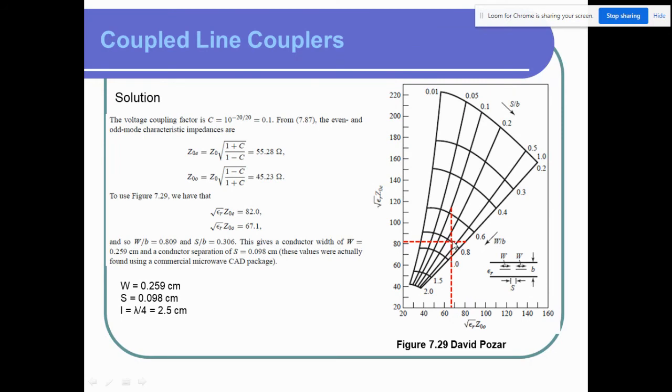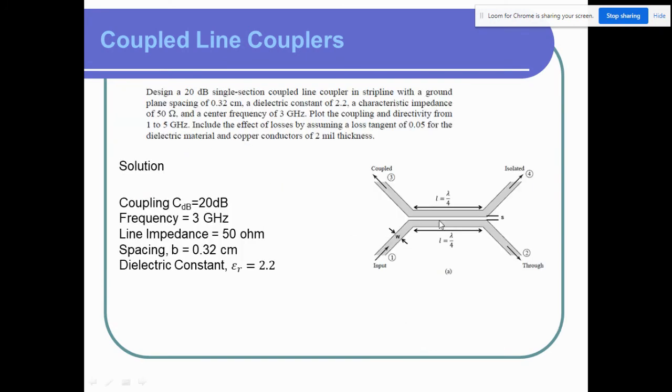So in that one point we need to find out our values. See here, it is W by B. This line is the W by B line, width by the spacing. Spacing means the two conductor spacing B. And this one is actually following the value of S divided by B. S means the spacing between these two conductors. So this one is W and this one is S here.